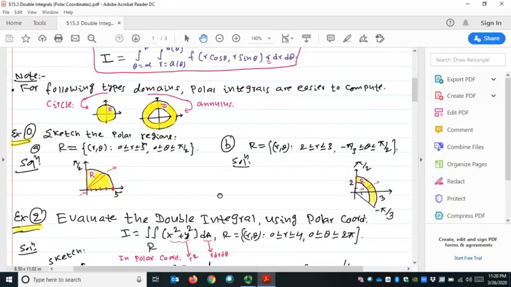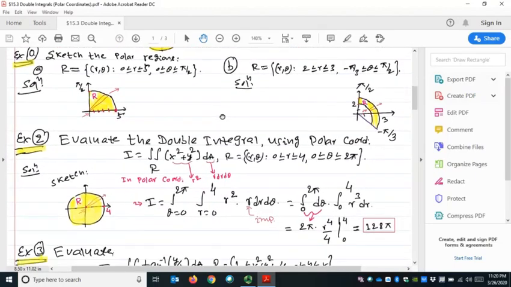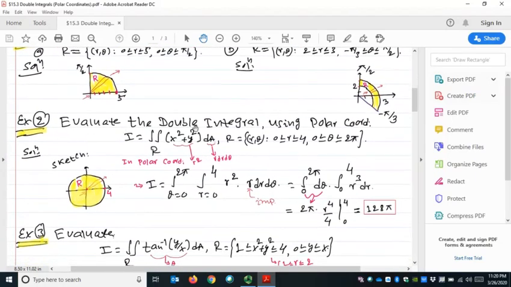Great. Now let's start evaluating double integrals in polar coordinates. Example 2: evaluate the double integral using polar coordinates, where the given double integral is I equals the double integral of x squared plus y squared over R. That region R is defined as a function of r and theta, where r is between 0 and 4 and theta is between 0 and 2 pi. So the polar limits are given to us, so all we need to do is convert the integrand function in terms of r and theta.